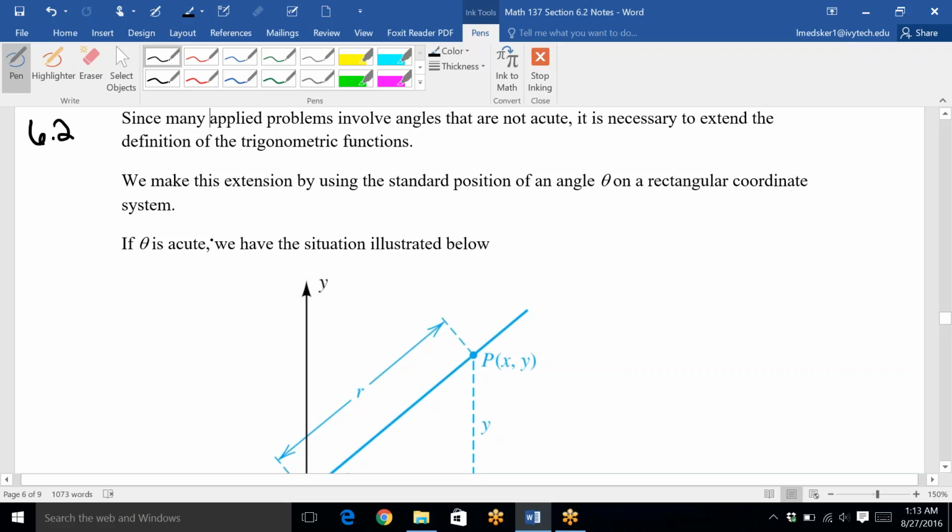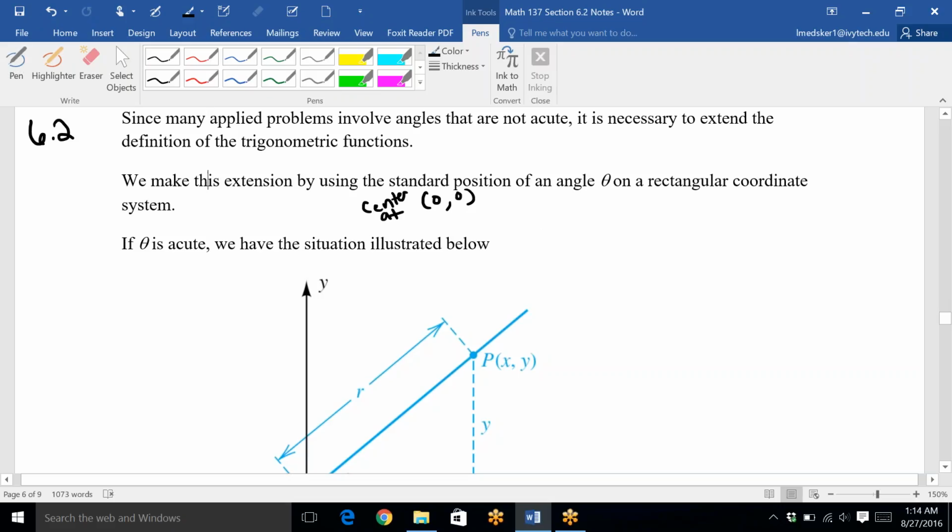So we need to extend our definition of our trigonometric functions, and we can do this by thinking about placing the angle in standard position, remember, which means centered at the origin, and our angle can then rotate as many degrees as we need, or as many radians as we need, because we can think about going around in a circle as many times as we have to.